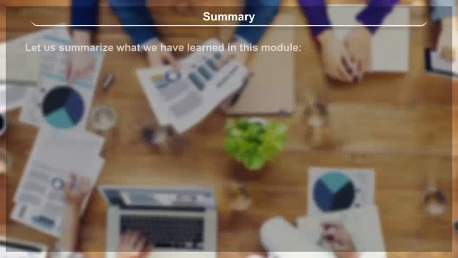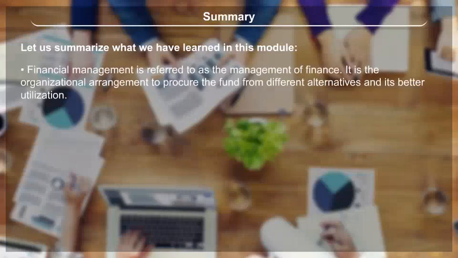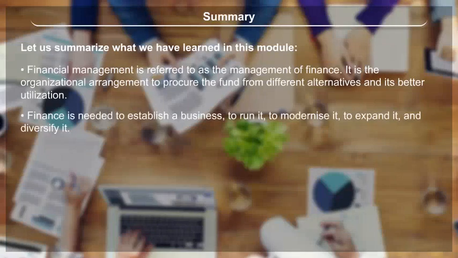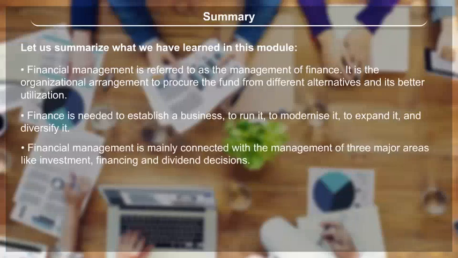Summary. Let us summarize what we have learned in this module. Financial management is referred to as the management of finance. It is the organizational arrangement to procure funds from different alternatives and ensure their better utilization. Finance is needed to establish a business, to run it, modernize it, expand it, and diversify it. Financial management is mainly connected with the management of three major areas: investment, financing, and dividend decisions.